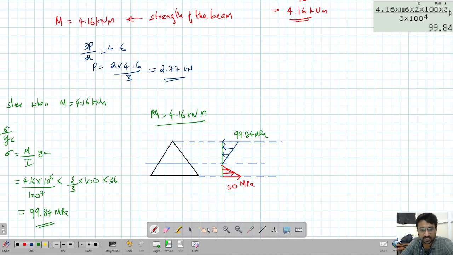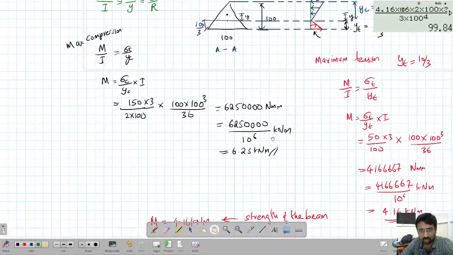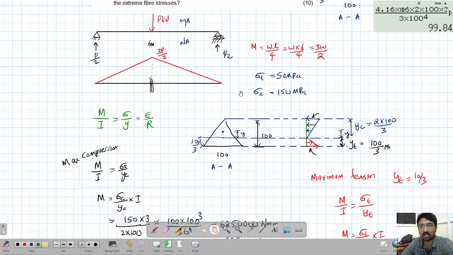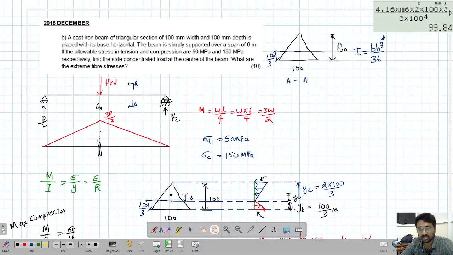So I hope this is clear. This is a direct question. The main problem with this problem is that it's a triangular section, and most students will forget the moment of inertia for a triangular section. It is BH cube by 36. This is a very simple formula. Please try to remember this formula. So that's it. We will solve another problem in the next video.